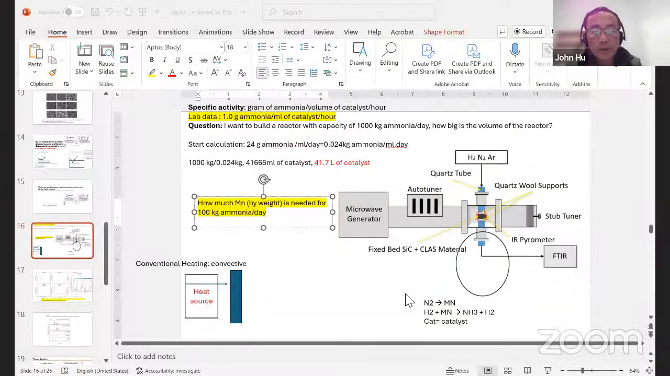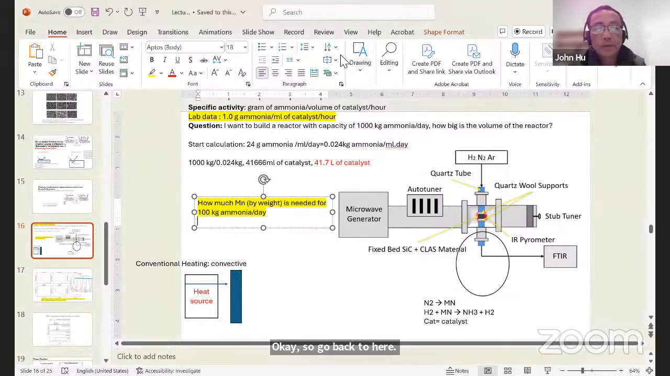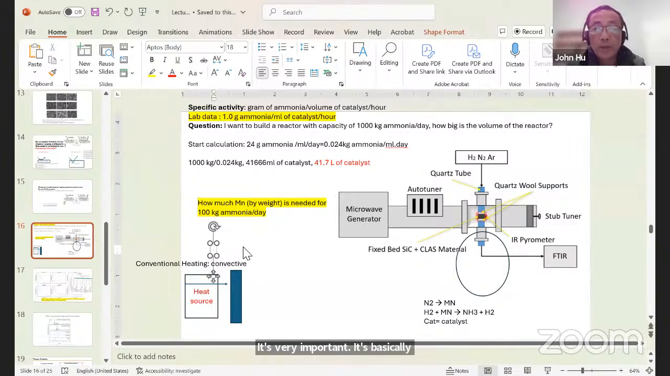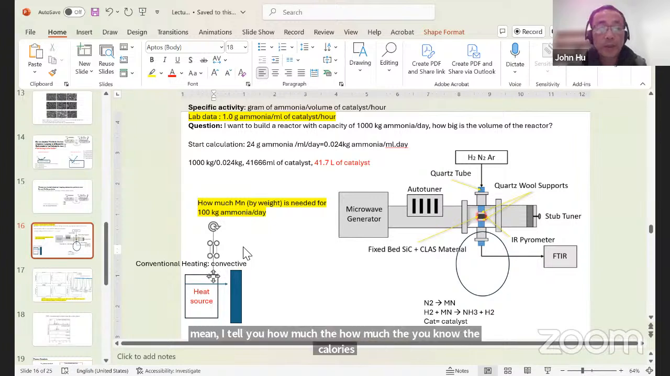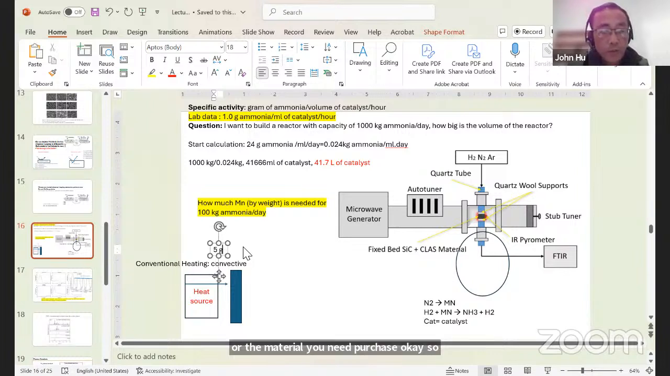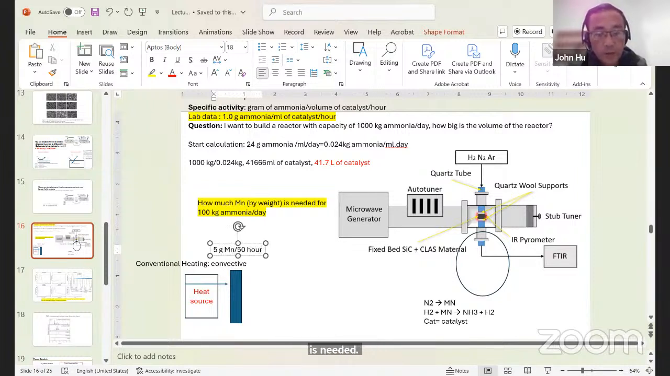Okay, so go back to here. It's very important. It's basically when you scale up, it tells you how much of the catalyst or the material you need to purchase. So I would say 5 gram manganese is needed, 50 hours. All right, so how much ammonia is produced?